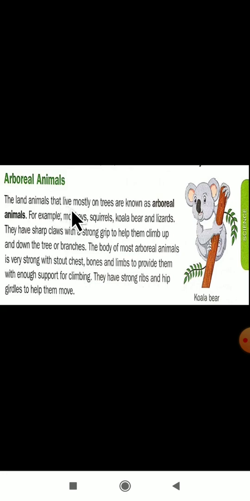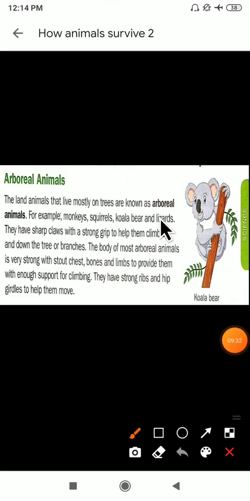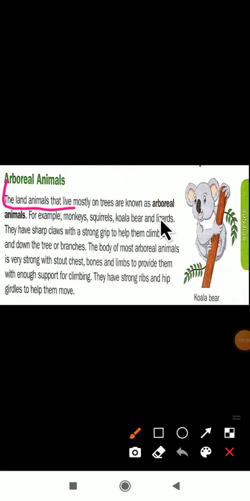The land animals that live mostly on trees are known as the arboreal animals. Dear students, here you have to remember the definition of all. What are terrestrial animals? What are aquatic animals? The next one, what are amphibians? What are aerial animals? What are arboreal animals? The definition and their examples are very important here.